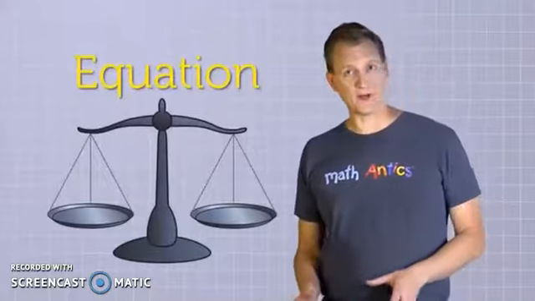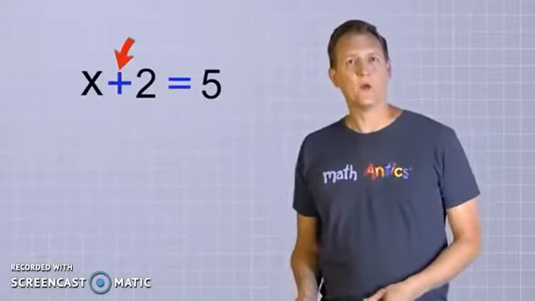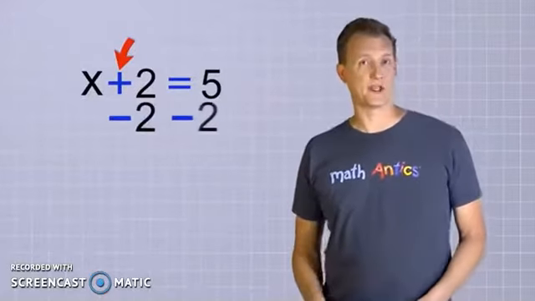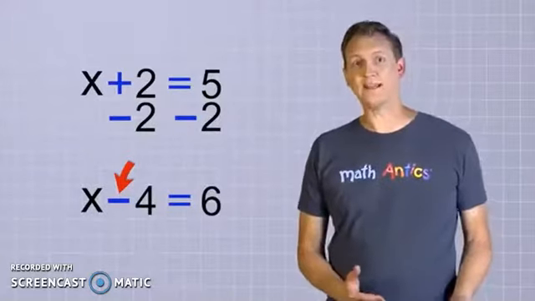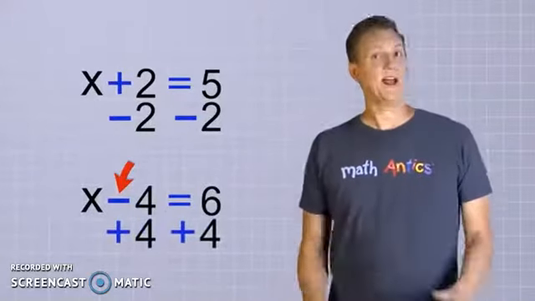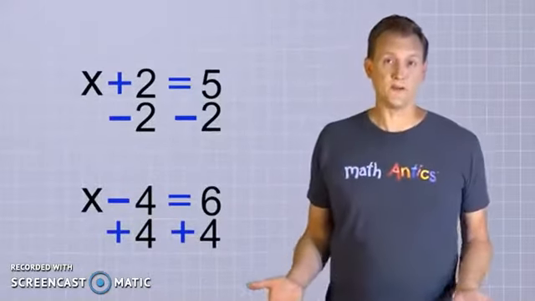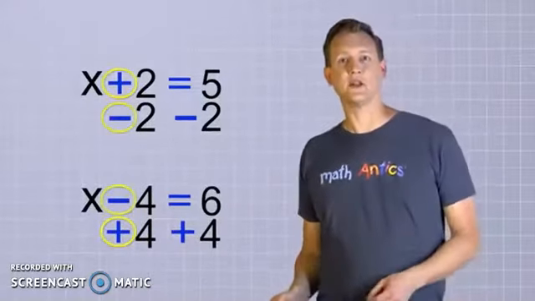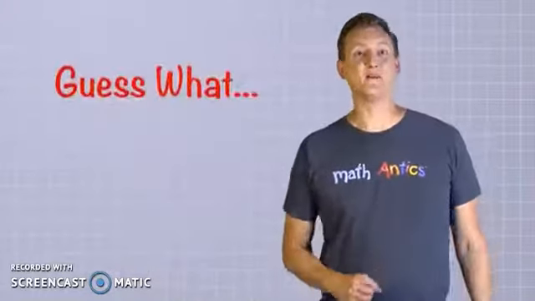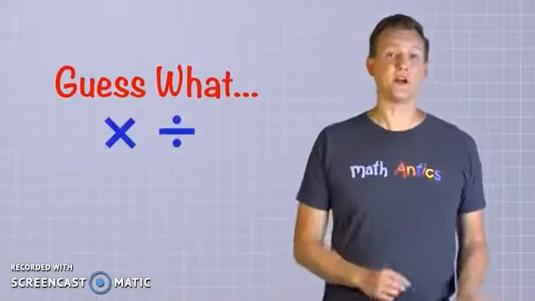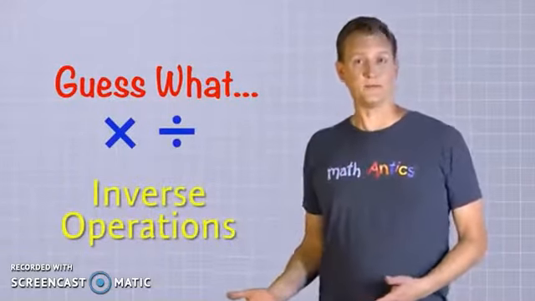Now remember from the last video, in equations where a number was being added to an unknown, we had to subtract that number from both sides. But when a number was being subtracted from the unknown, we had to add that number to both sides. And that makes sense because, as we learned in the video called What is Arithmetic, addition and subtraction are inverse operations. They undo each other. Well, guess what? Multiplication and division are also inverse operations, so we can use them to undo each other too.